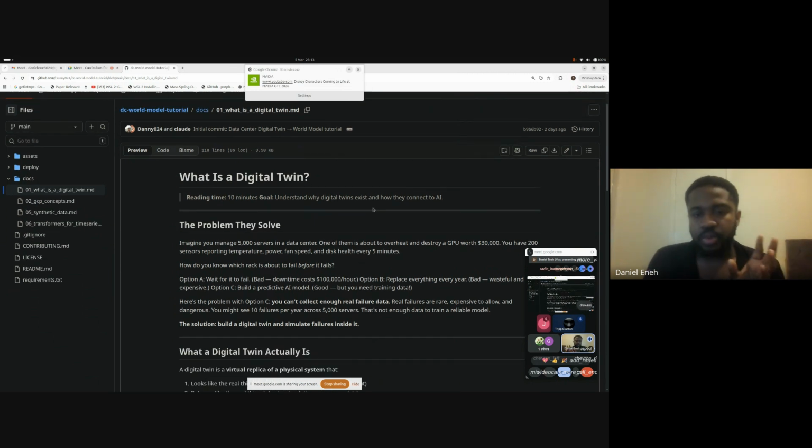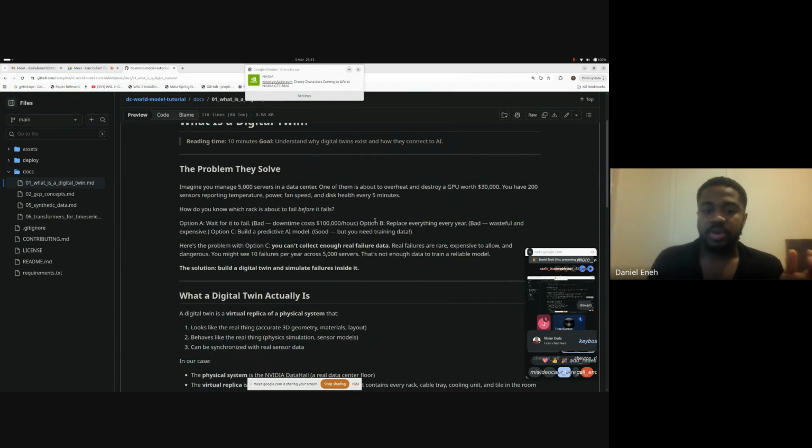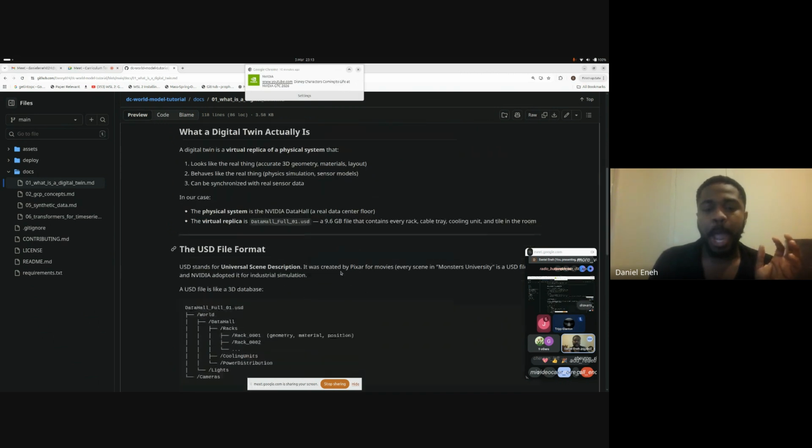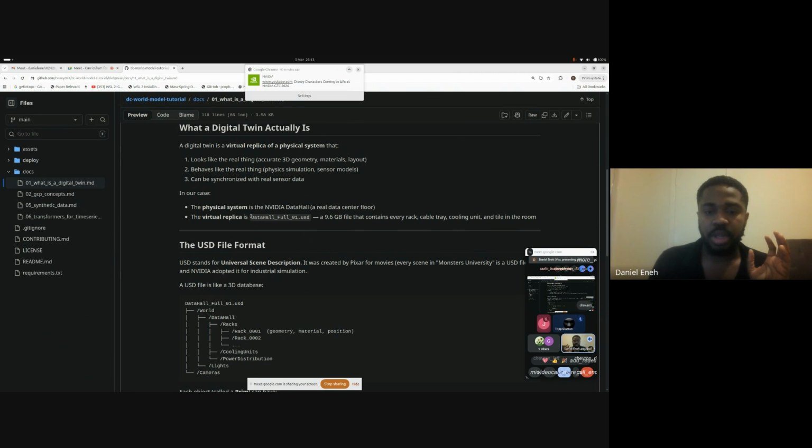So we need to understand what a digital twin is. Imagine you manage 5,000 servers in a data center. One of them fails, so a digital twin helps to simulate failure. In this case, I have uploaded a digital twin from the NVIDIA assets, which we will look at. Then we are going to put it on this repo. When you fork it, you can do this with your Windows, but you will need to make sure Git is installed on your Windows.